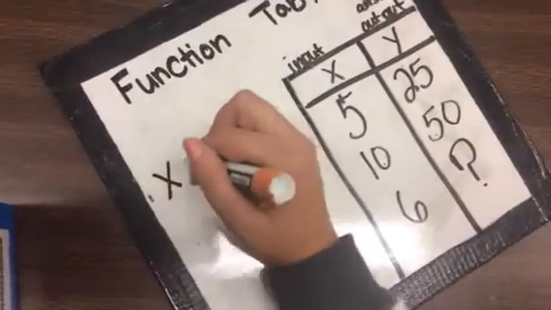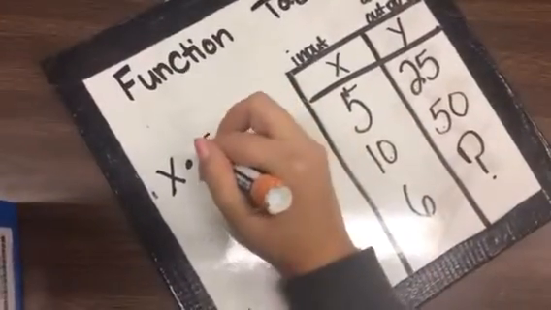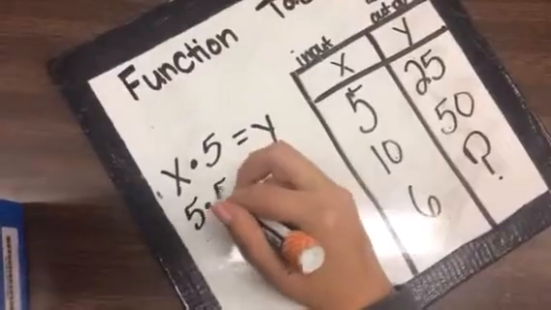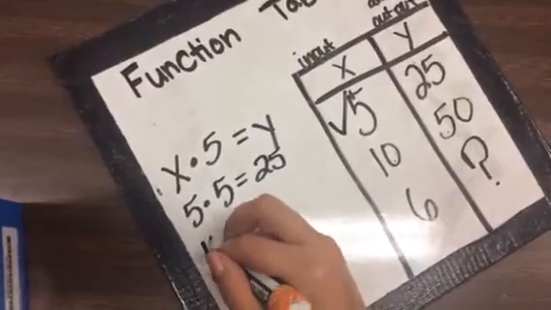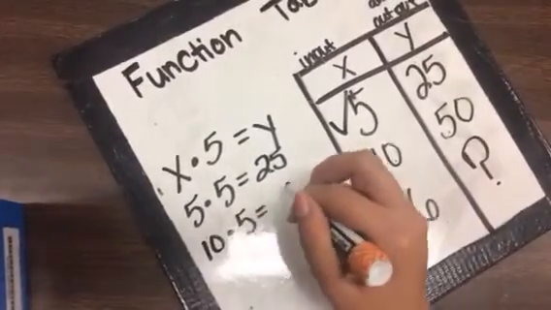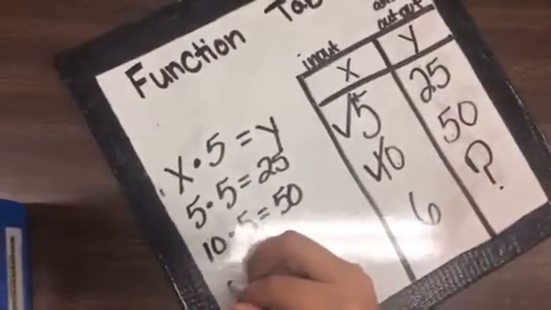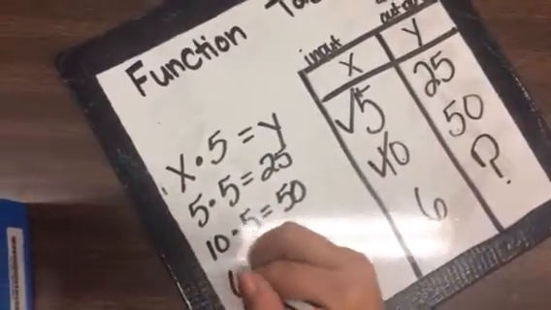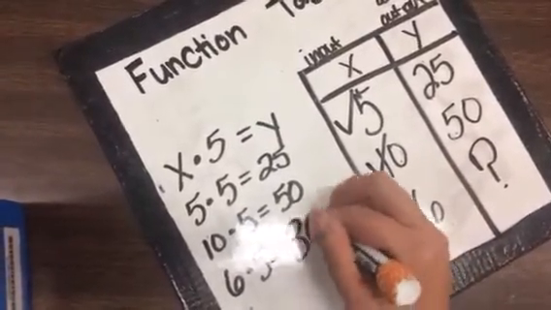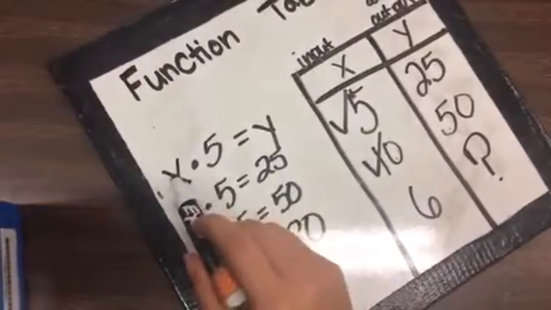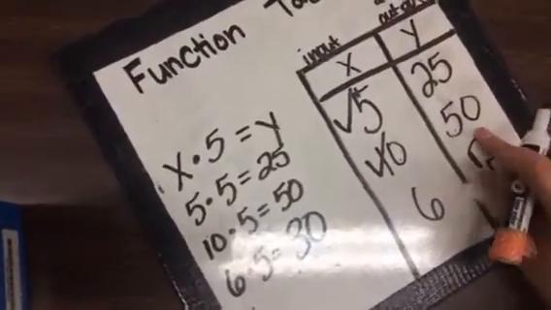So I'm going to do x times something equals y. And I believe that it is 5. So let's see. 5 times 5 equals 25. Okay, so our first one works out. Let's try the next one. 10 times 5 equals 50. So that worked out. Now that I know my rule, I can work on what that equals. I'm going to put my 6 in for x. So 6 times 5 equals, and this is where your math facts really come in handy, 30. So did you get x times 5 equals y? And did you get 30 for our missing number? I sure hope you did.